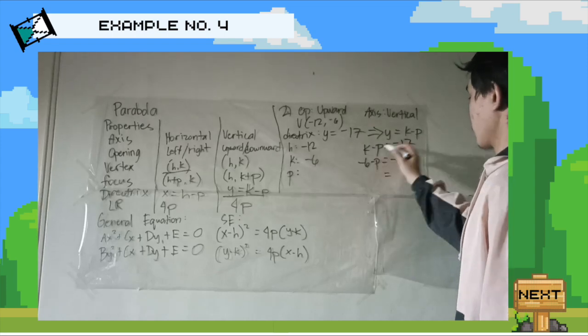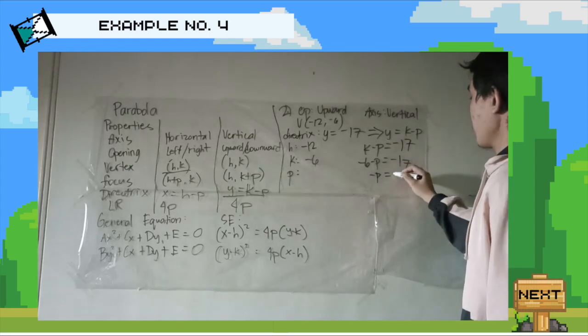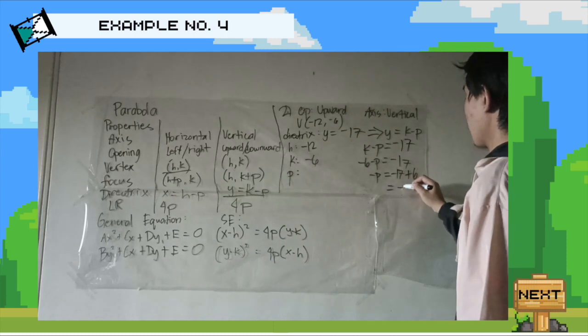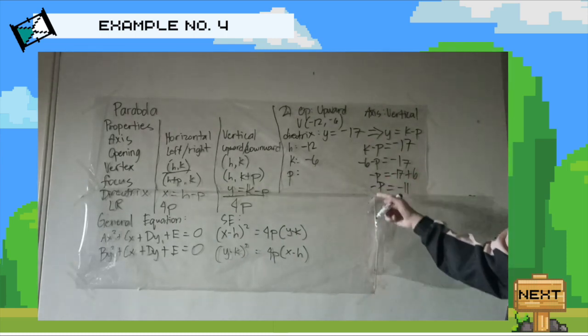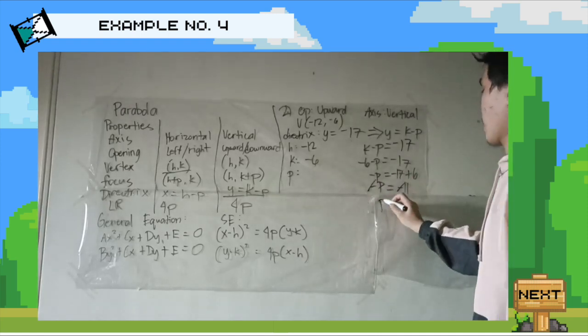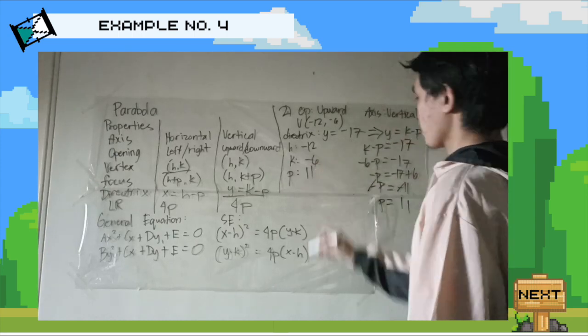Then move the negative 6 to the right hand side, making it positive. Negative p is equal to negative 17 plus 6, giving us negative 11. So negative p is equal to negative 11, but we cancel the negative on both sides. So p is equal to 11. Our p is 11.